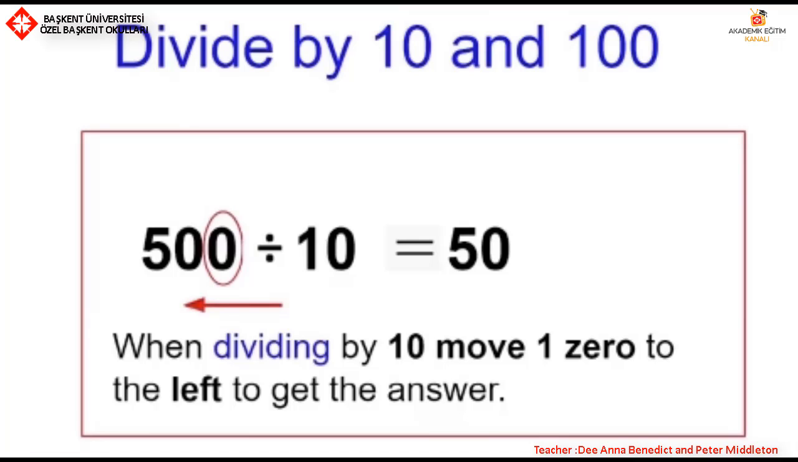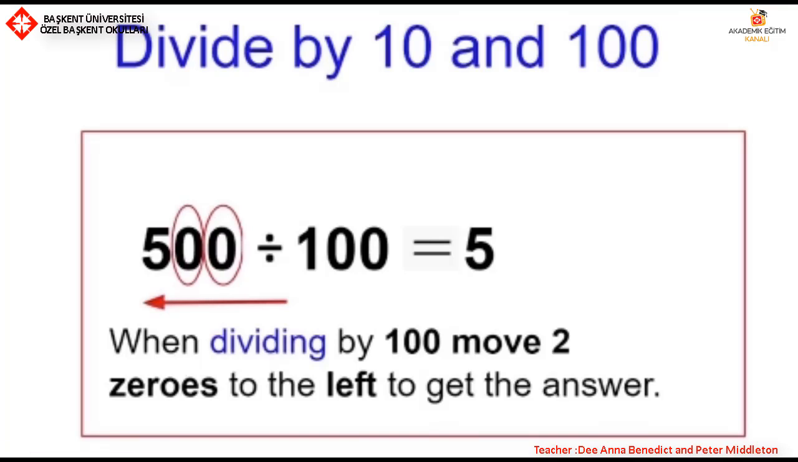When we divide by 10 and 100, we move 1 zero to the left to get the answer. So 500 divided by 10 equals 50. We move the 0, 1 zero to the left, and our answer is 50.